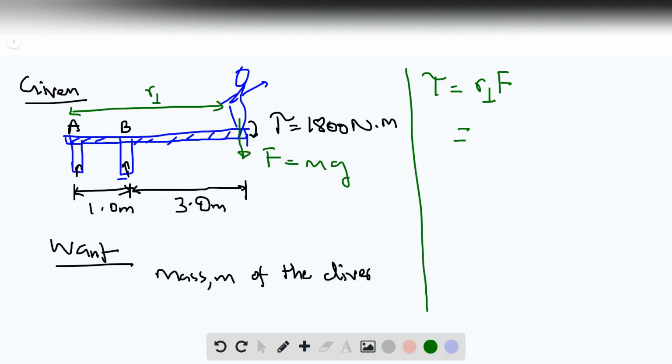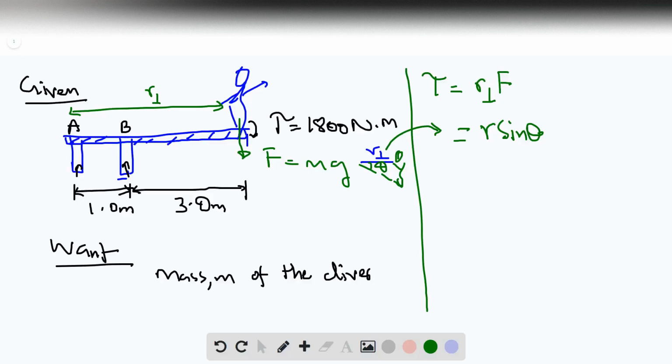Just to expand the problem, if the diver were jumping at an angle, say like that, and the board was at an angle, then the perpendicular distance, r perpendicular, would change, and it would be r sine of theta, given that this angle is theta. And that's just a general statement about what's going on with this type of problem.